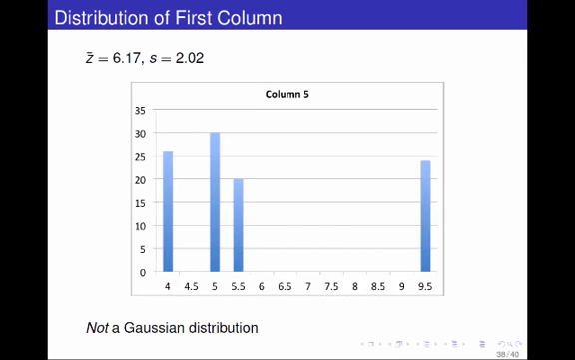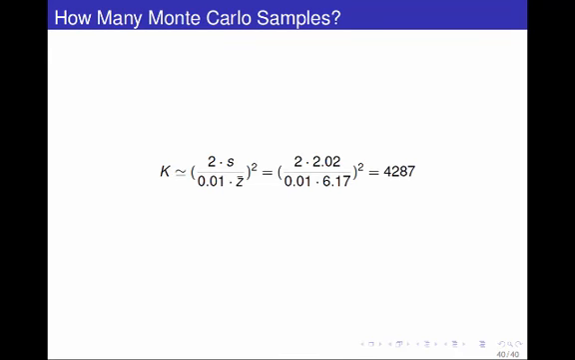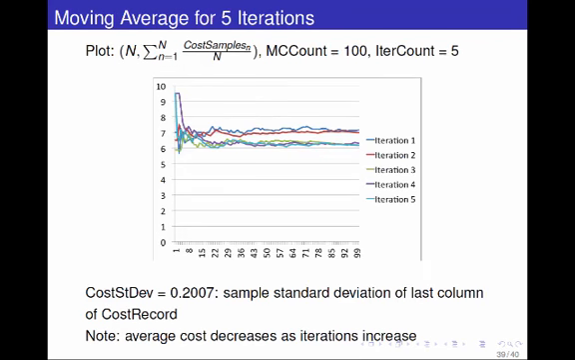In my case of the problem I had earlier, Z bar is 6.17, the sample variance is 2.02, and the number of required Monte Carlo simulations in each iteration is approximately 4,300. I ran that yesterday. This takes about 40 minutes to solve for this problem. It's a lot of problems you're solving. Whereas what I showed you here is just 100 Monte Carlo outcomes, but then the confidence in my average cost estimate is not as good.